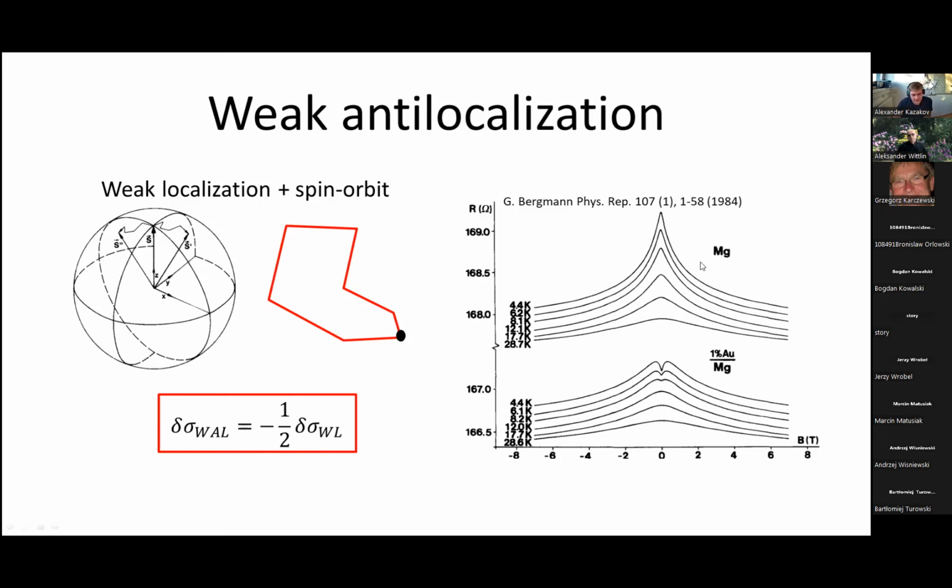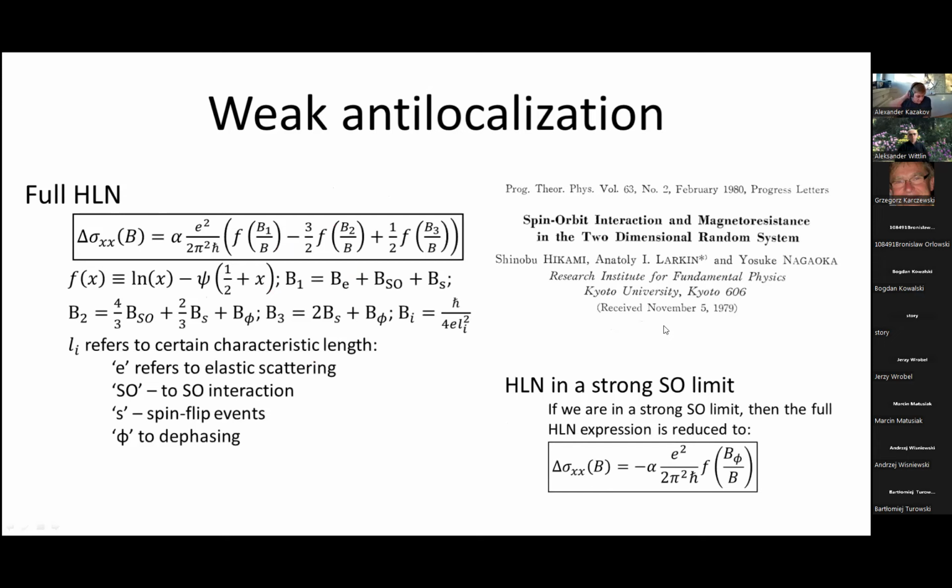So here you can see in magnesium films that around zero field there is an increase of resistance, so it is less conductive, and the addition of gold on the surface results in increased conductivity or reduced resistivity.